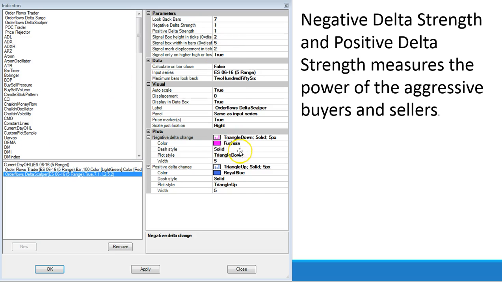You can change the colors. I have a fuchsia and royal blue. I have a triangle, and I set the width to 5, so it's a little bit easier to see. If you have it set to small, then it's hard to see sometimes.